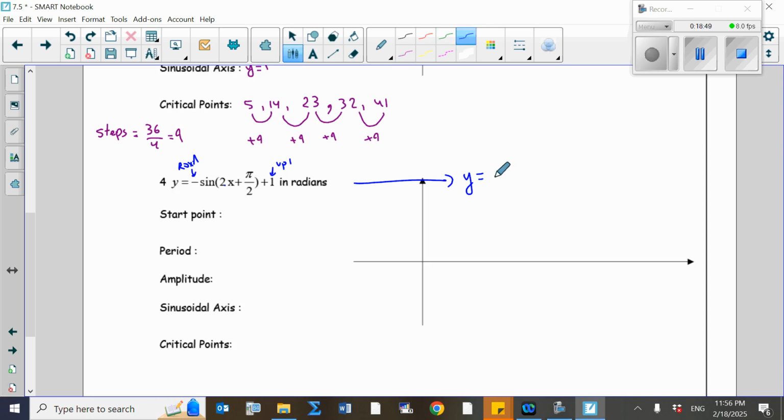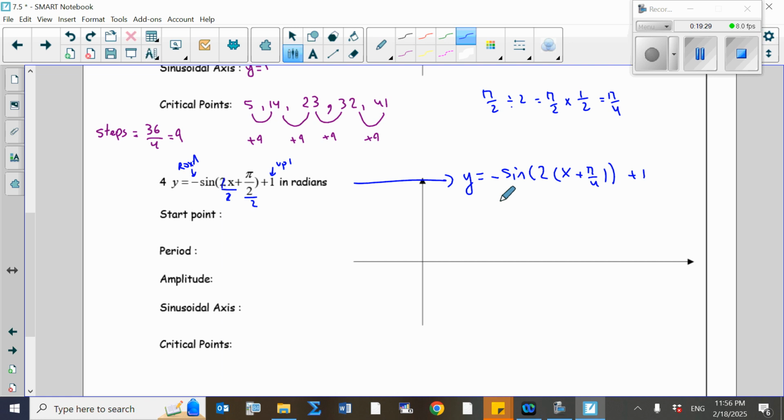Y equal to negative sine of 2. I'm going to factor the 2 out from the first one. So you divide by 2, you're going to have only x here. And you divide this one by 2 as well. What is pi over 2 divided by 2? You do keep, change, flip. So it's pi over 2, change, and flip the second one. This will be pi over 4. So you will have plus pi over 4. And then you have a plus 1 here.